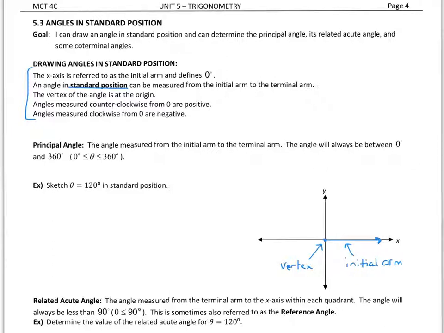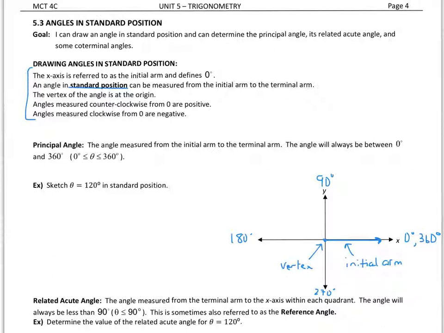And angles are measured counterclockwise from the 0. So this would be representing 0 degrees right here. If we go in a counterclockwise motion by 90 degrees, we would be up here. If we go counterclockwise a full 180 degrees, we would be over here. And if we went a full 270 degrees, we would be down here. And then 360 degrees is actually what we call coterminal to 0 degrees because it shares the same terminal arm. Coterminal, co means to work together with something.